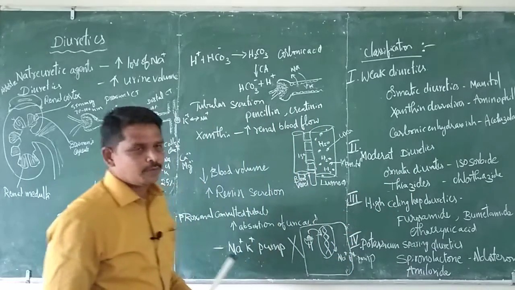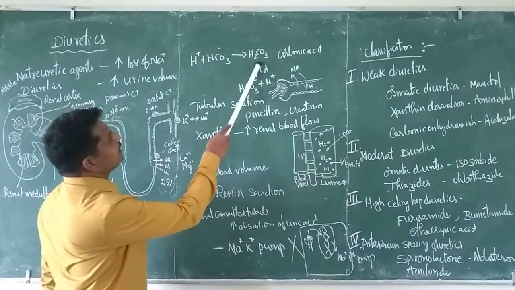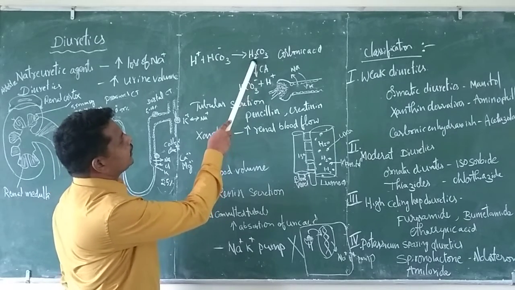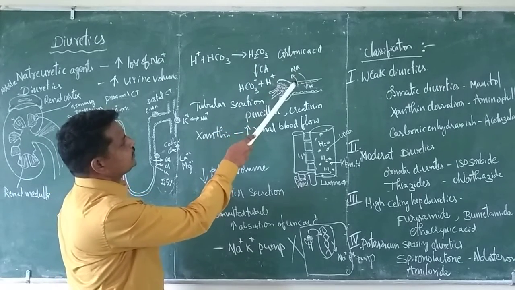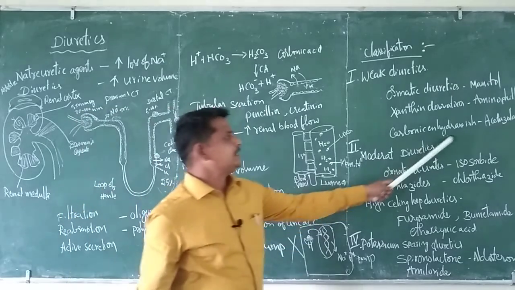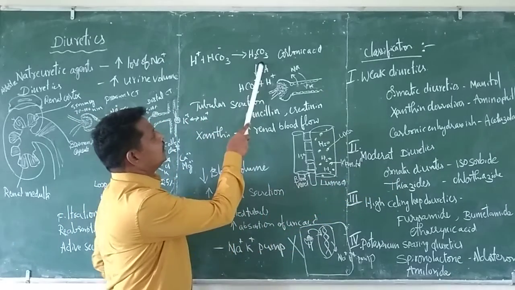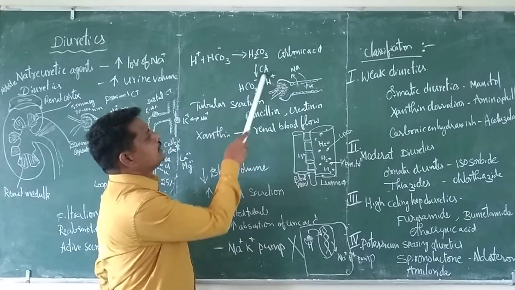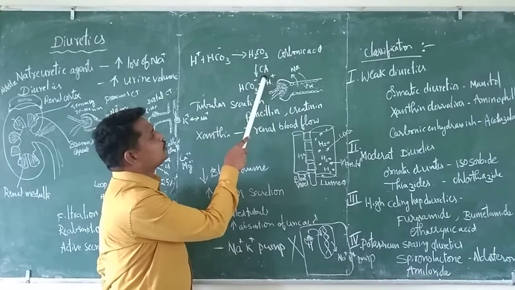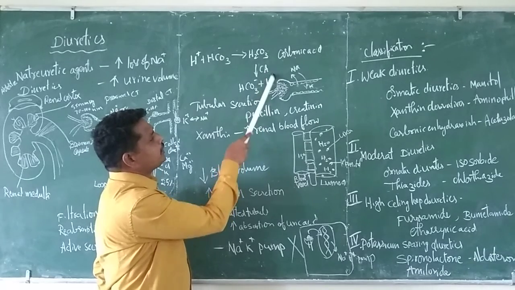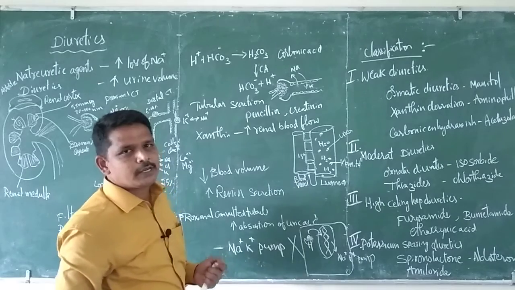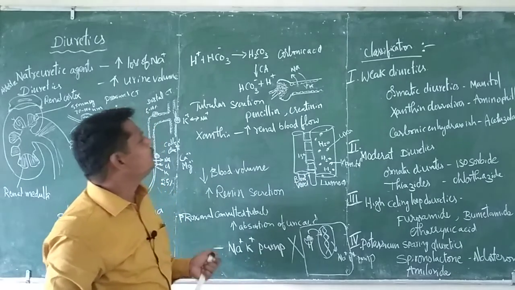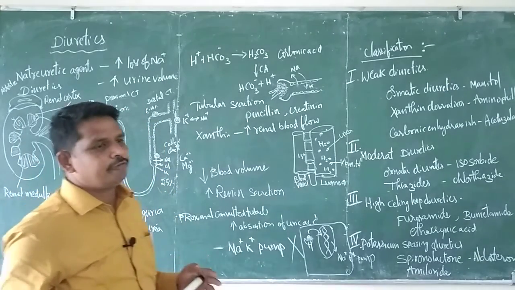Next, carbonic anhydrase inhibitors. Example, acetazolamide. Normally carbonic anhydrase forms H plus, and only when H plus is there will sodium be exchanged. When carbonic anhydrase is inhibited by acetazolamide, H plus will not form. Because of the unavailability of H plus, there won't be any exchange in the proximal convoluted tubules. In that way, the reuptake of sodium is inhibited.